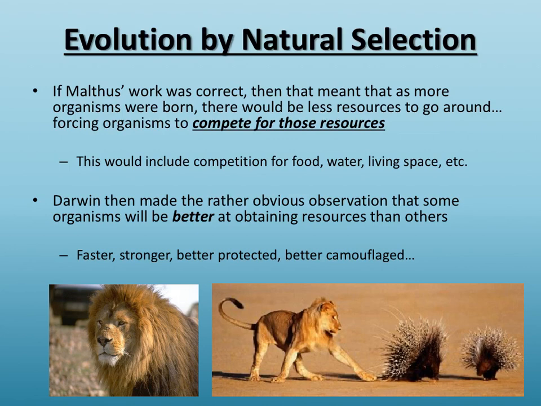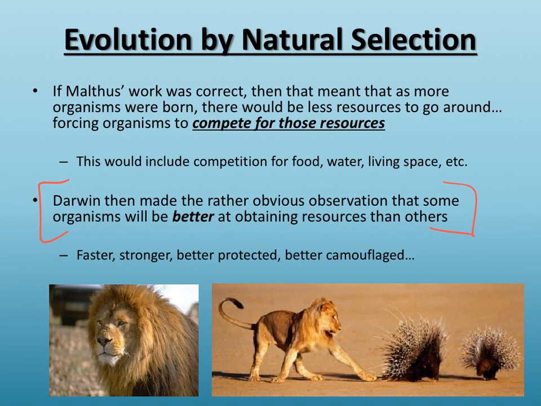Now, again, if Malthus was correct, the size of a population is limited, right? There's not enough resources to go around when there are more and more organisms. And so we're forced into competition, something else we talked about back first semester. We compete for resources, whatever those might be. And so Darwin makes what I think is a pretty obvious observation.